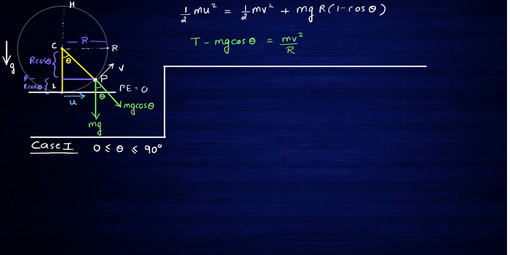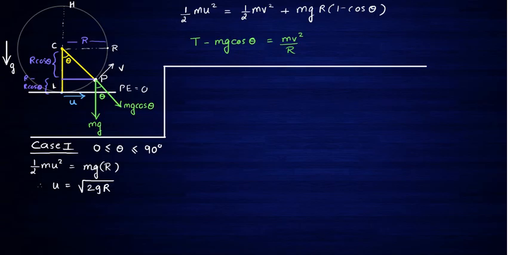So we need to use only the energy equation, this equation that we have written down over here, and we need to use it at extreme points, that is at point L and at point R. If we do use the energy equation, then we get half mu square, that is the energy at the bottommost point, is equal to mgr. Therefore we get u is equal to under root of 2gr in the limiting case.